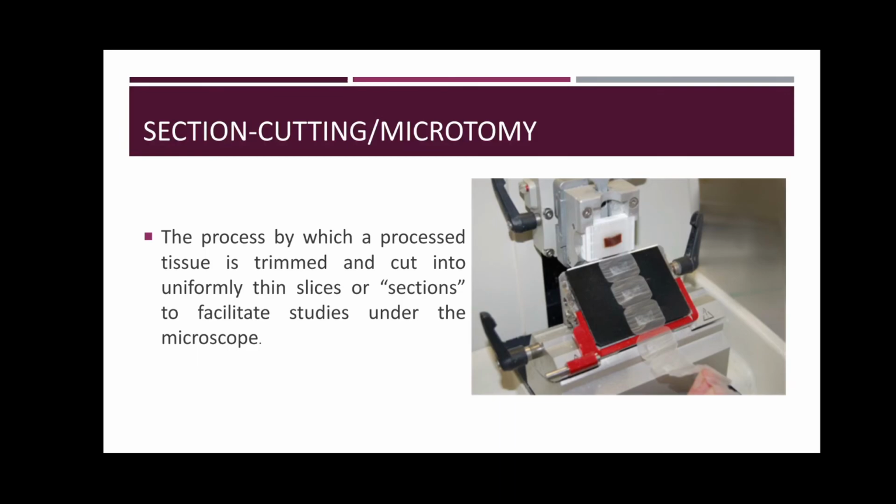The seventh step in tissue processing is what we call section cutting or microtomy. The process by which processed tissue, most commonly a paraffin-embedded tissue, is trimmed and cut into uniformly thin slices or sections to facilitate studies under the microscope is what we commonly know as microtomy.